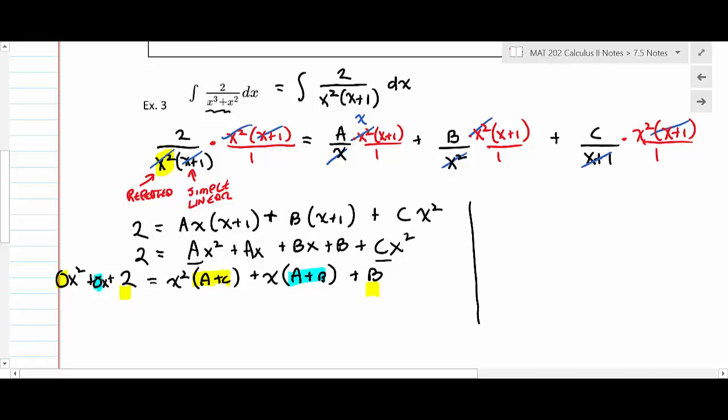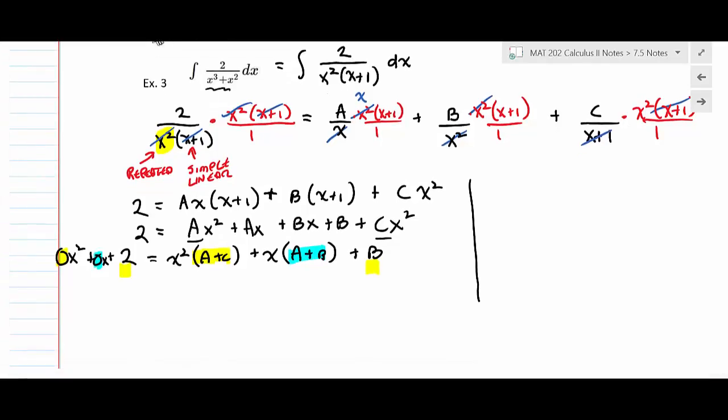We already got B. So that means we would have this system: A plus C equals 0, A plus B equals 0, and then B equals 2. That will be a real simple thing to work out then. So we got B is 2.